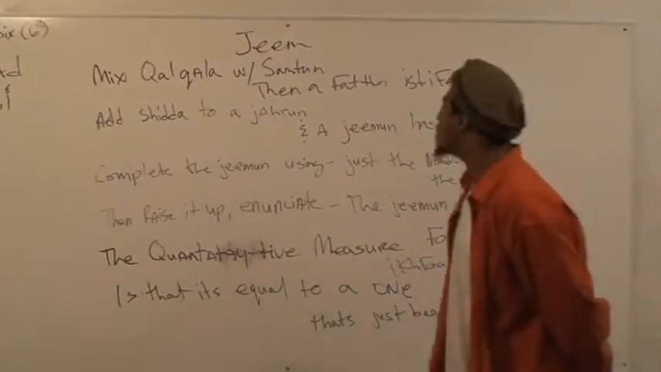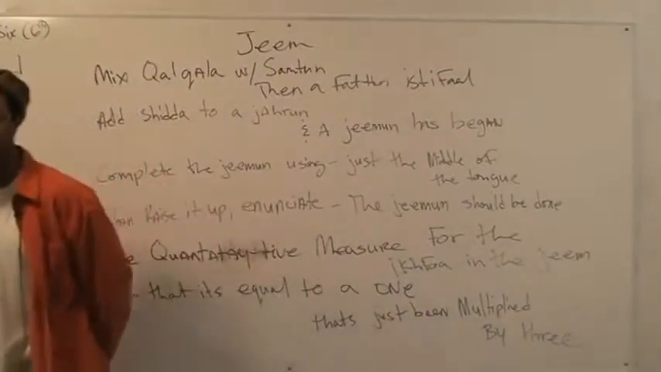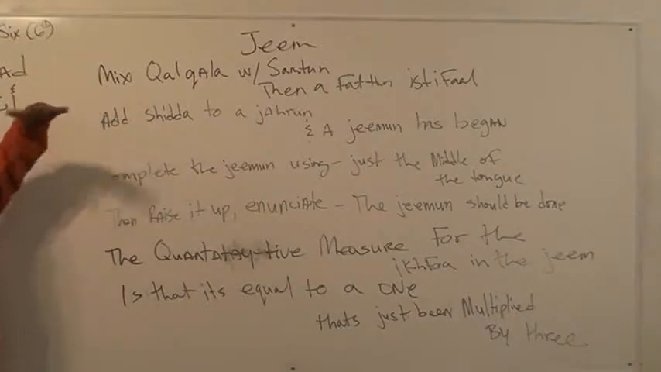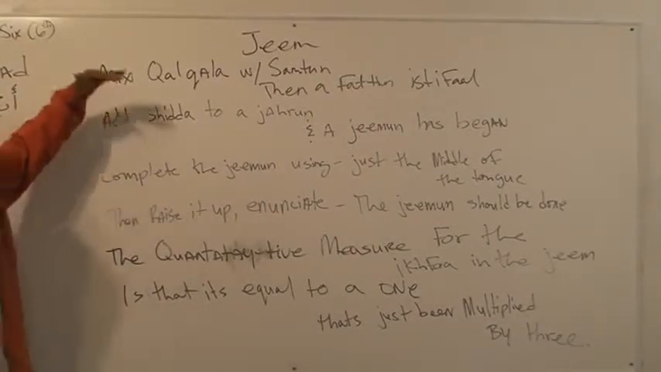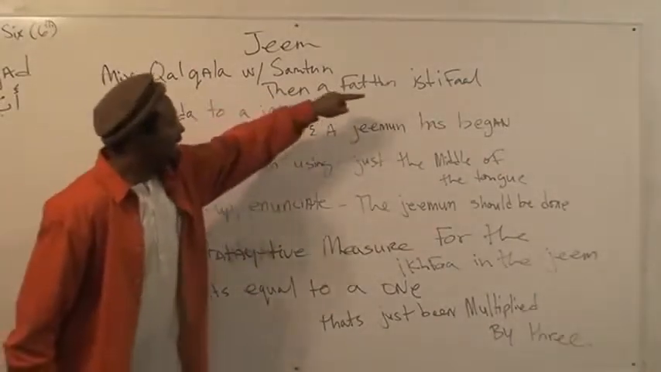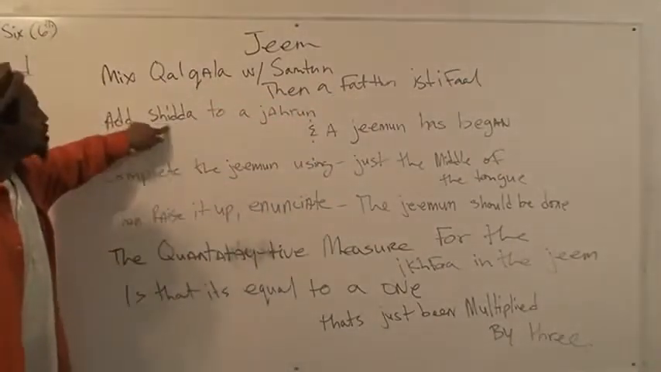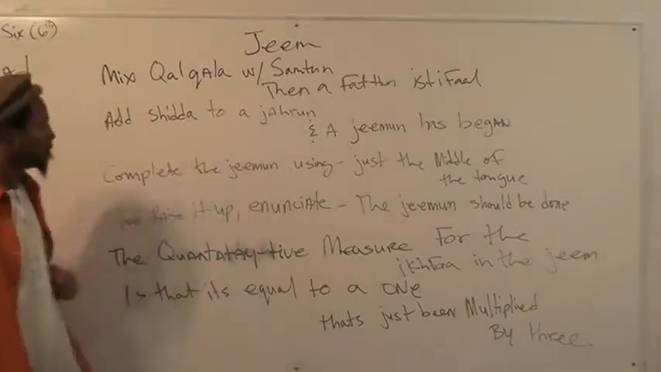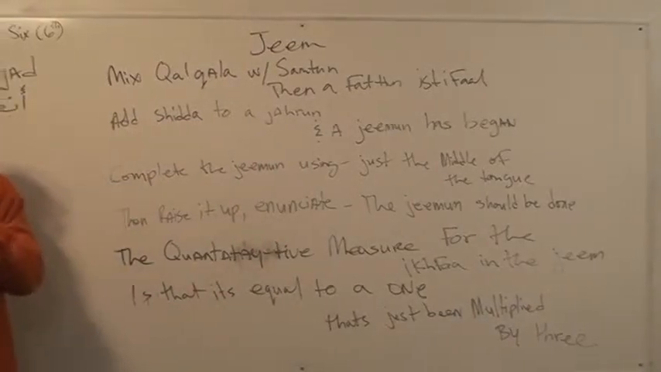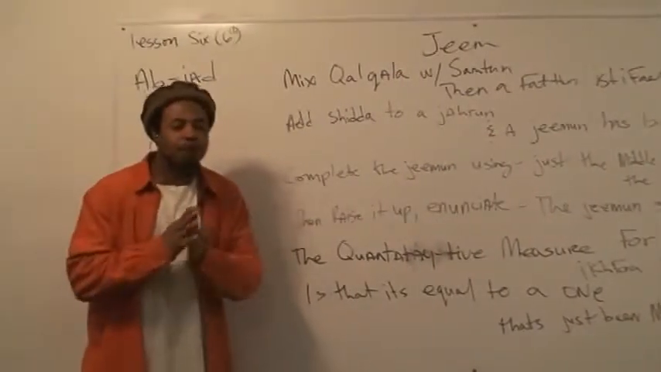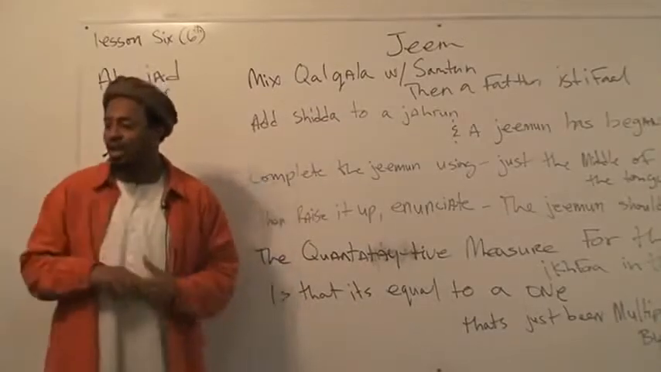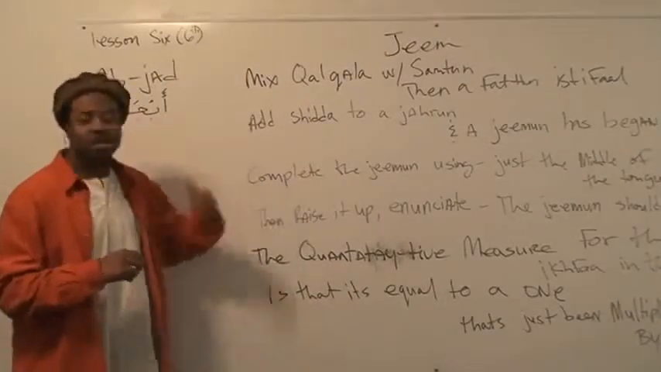Mix qalqala with samtun. Everybody say qalqala. These are the sifat or the descriptions of the letter jim. Say qalqala, samtun, fathun, istifal, shidda, and jahrun. Those are the sifat. Those are the descriptions of them. When we talk about the descriptions, we're talking about those things that you have to bring beyond just pronouncing the letter. Okay? Let me explain.